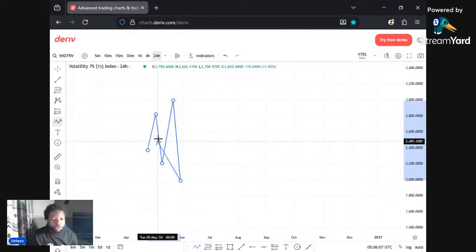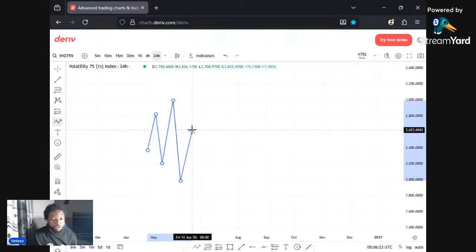Rule number one, there must be a sweep of liquidity to give us a protected high. Price must continue in the opposite direction to break the newly created low, which is this first break of structure. This is rule number one. This is rule number two. Rule number three, now price must retrace 50% to give us our structural liquidity.